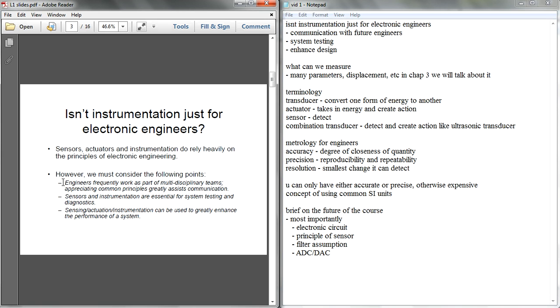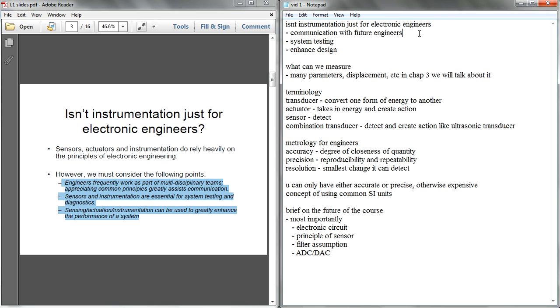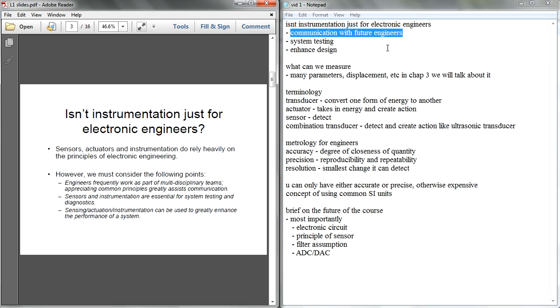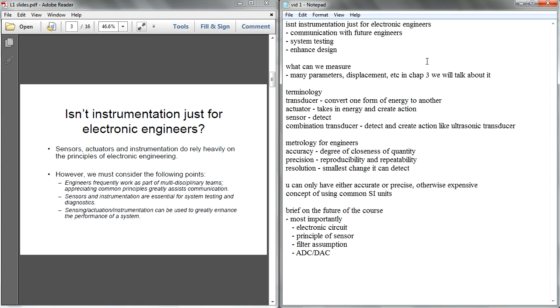So I believe that this may be a question in the exam, I don't know. Why do we study electronics instrumentation? Maybe it's like 3 marks. The first one is communication with future engineers, so that you can communicate to them what sensing things you need, or what is easier for you to know what they are doing, and how you can improve their designs.